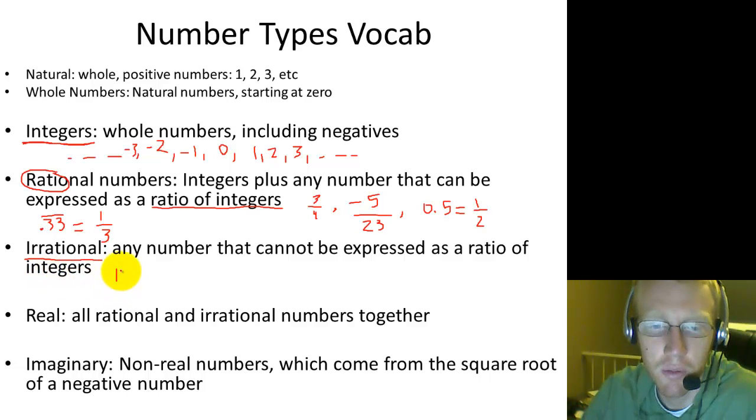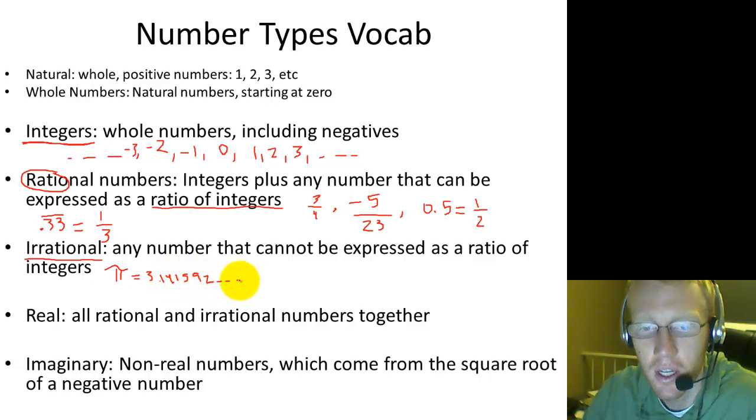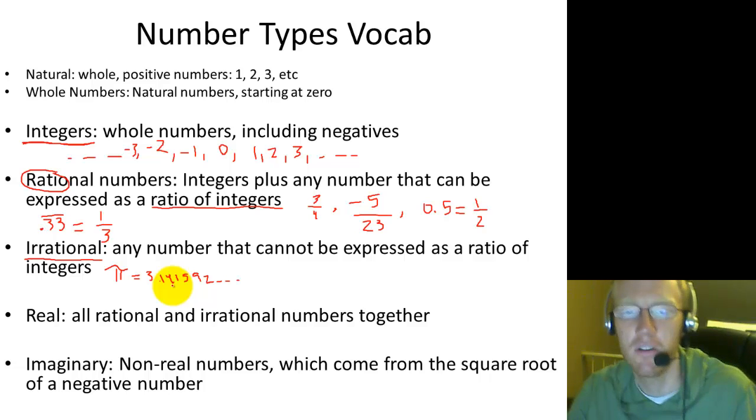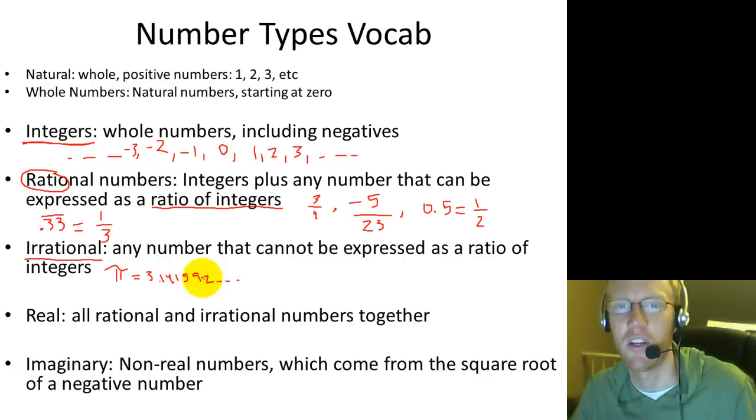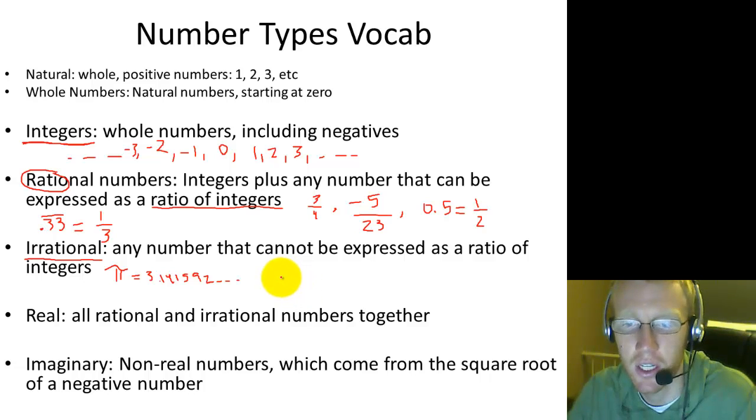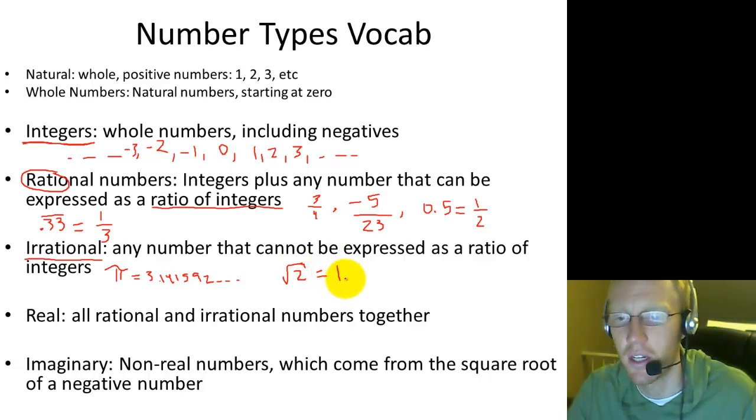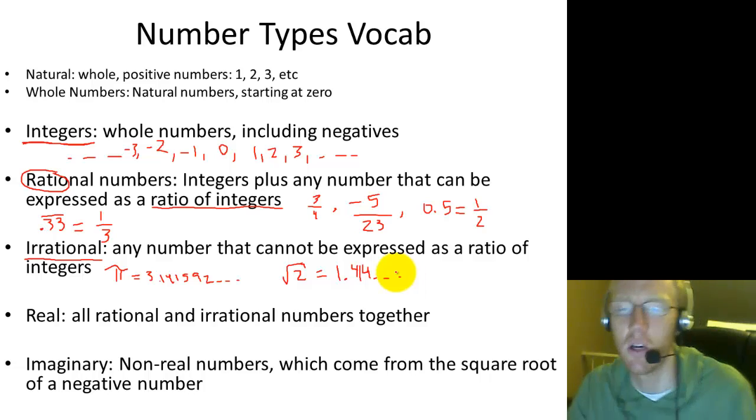An example would be pi. Pi is 3.141592, etc. There's no cycling pattern for the digits of pi that would enable you to write it as a fraction. They go on and on forever, and they don't repeat in any logical pattern. So that's an irrational number. Another example is the square root of 2. You could type that into your calculator, and it would give you a decimal equivalent, something like 1.414 and it goes on.